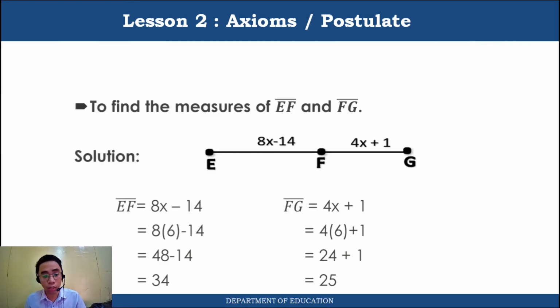X, which is equal to 6, will be substituted in the value of 8x minus 14. So 8 times 6 is equal to 48 minus 14 is equal to 34. And 4 times 6 plus 1 is equal to 25. So if we add 34 and 25, the answer is 59, which is equal to the line segment EG.